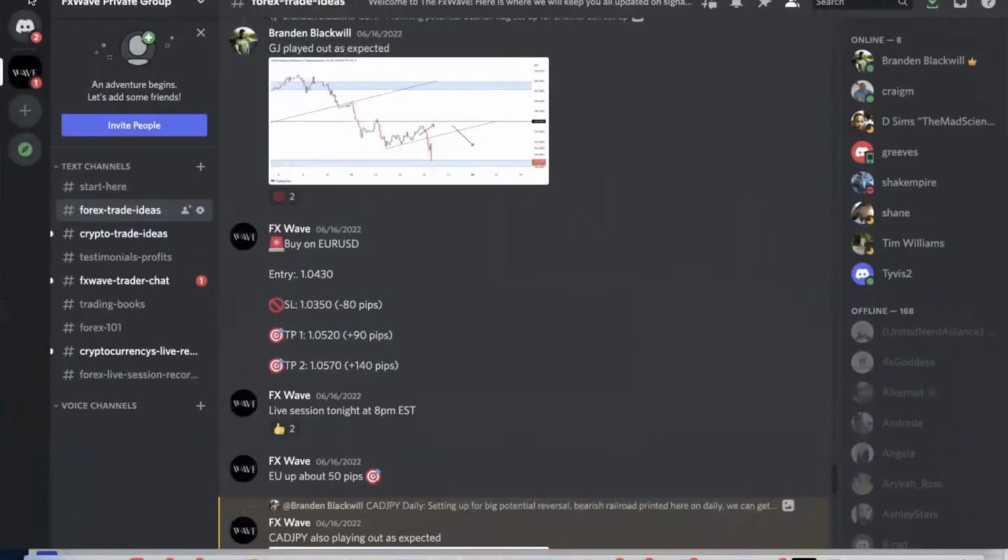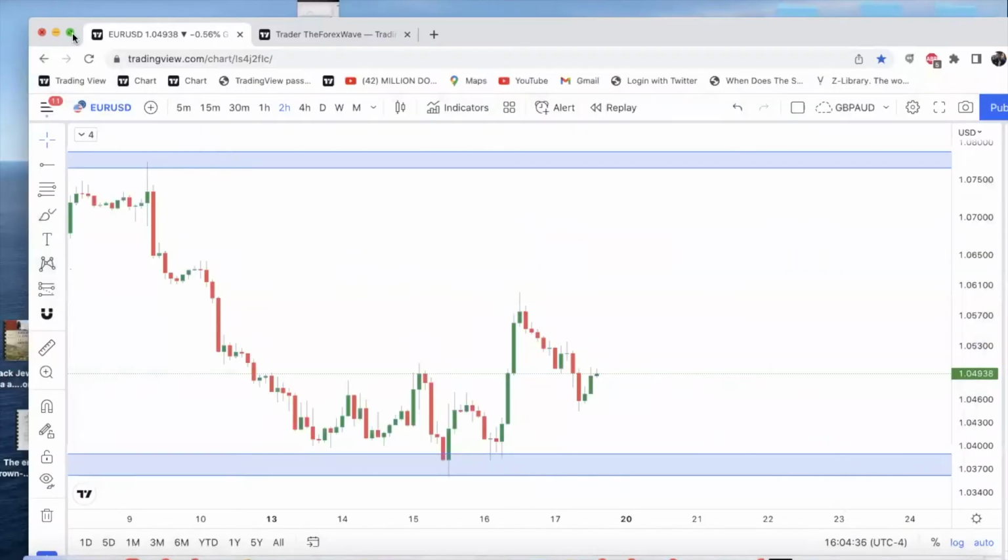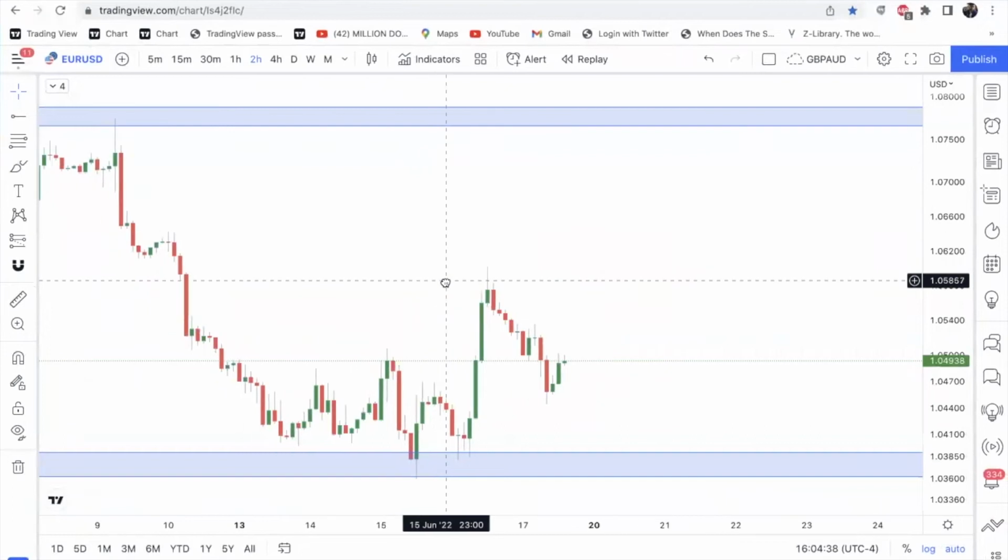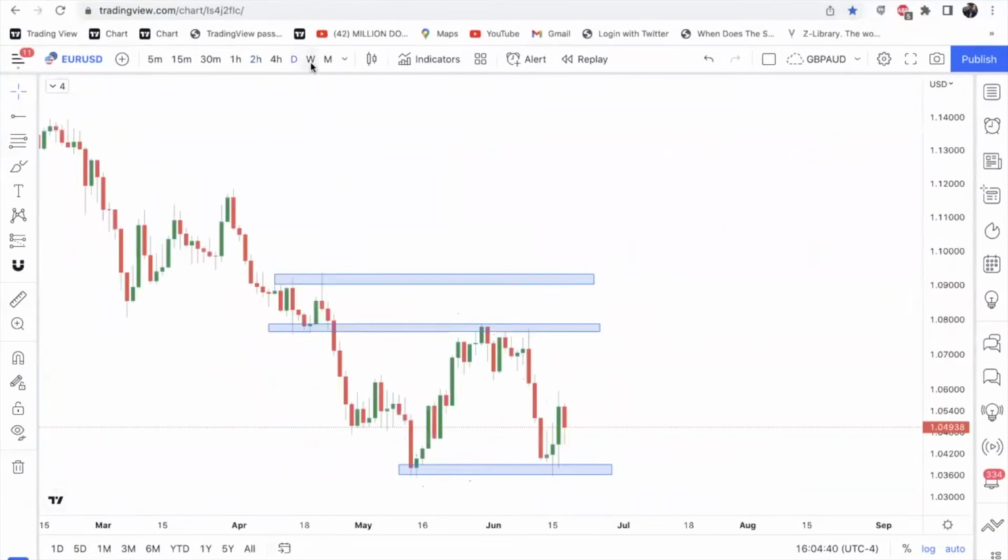Going into this week, I'm still bullish. I'm still bullish. Really, if I'm looking at this, same thing, look at the daily.